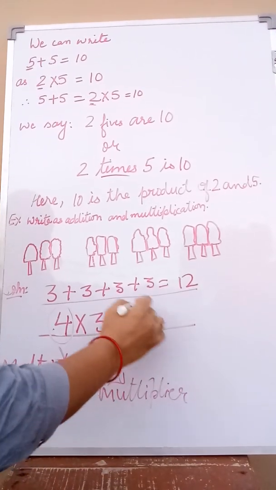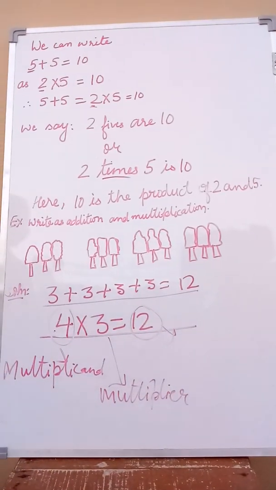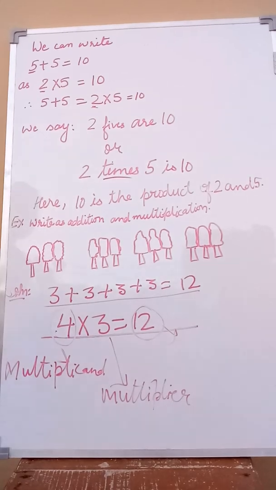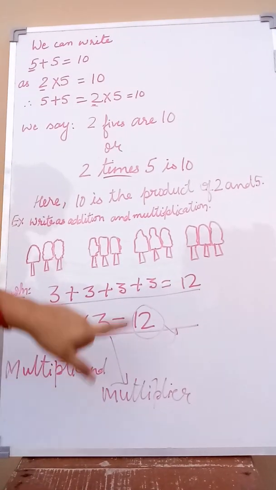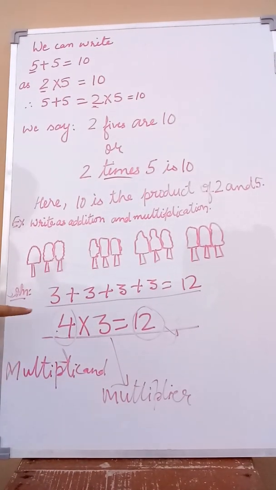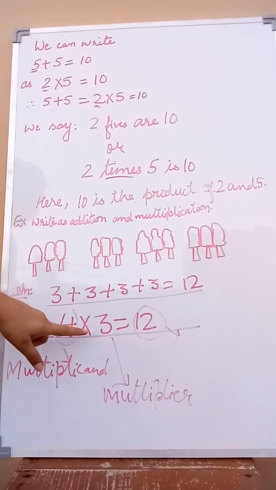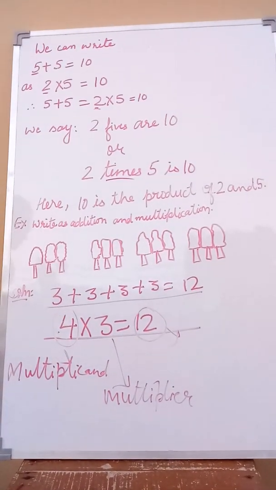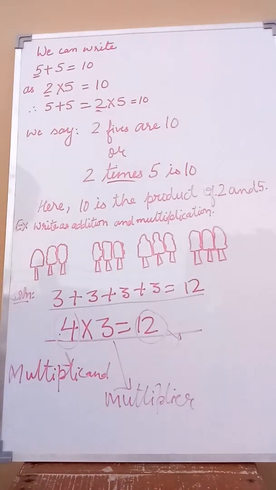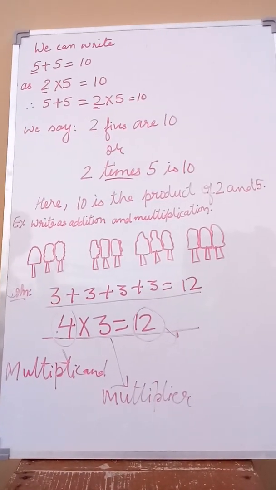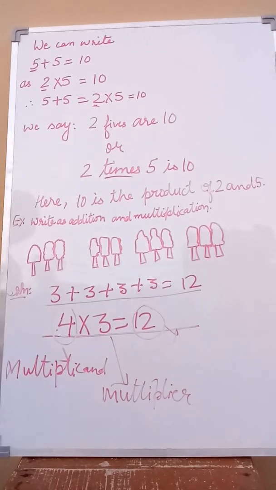And the result I already discussed, this result is called the product. So there are three important terms: multiplicand, multiplier, and the product. Multiplicand, the number in which the other number is to be multiplied. Multiplier, the number which is to be multiplied, and the result is called the product.